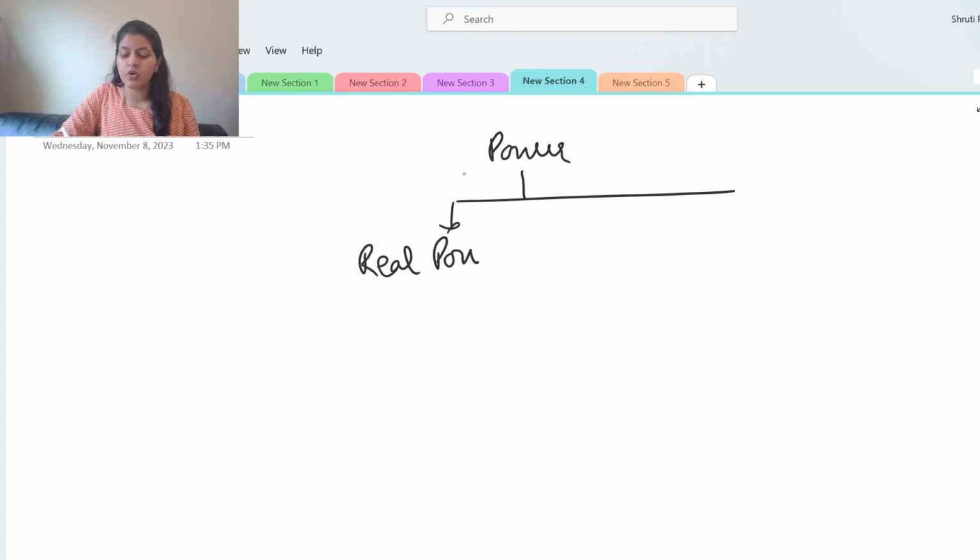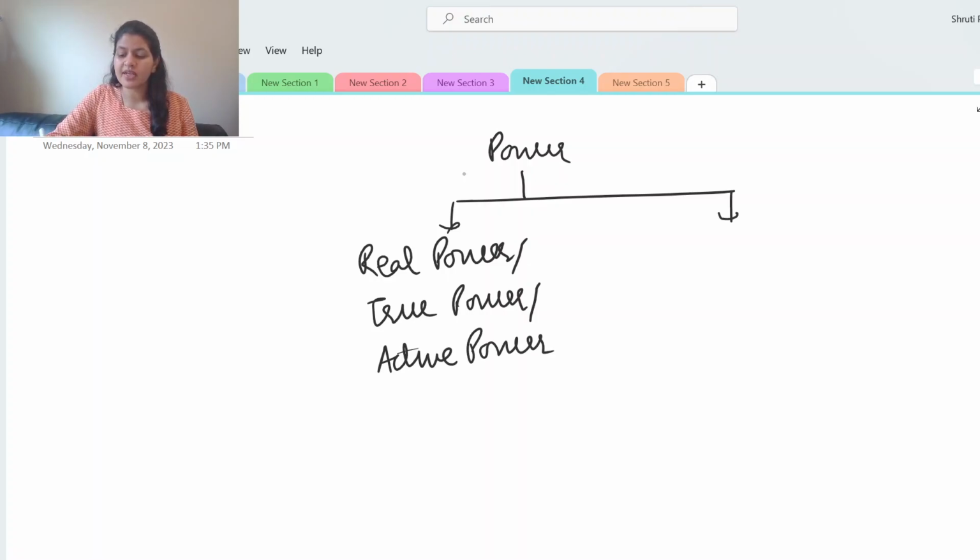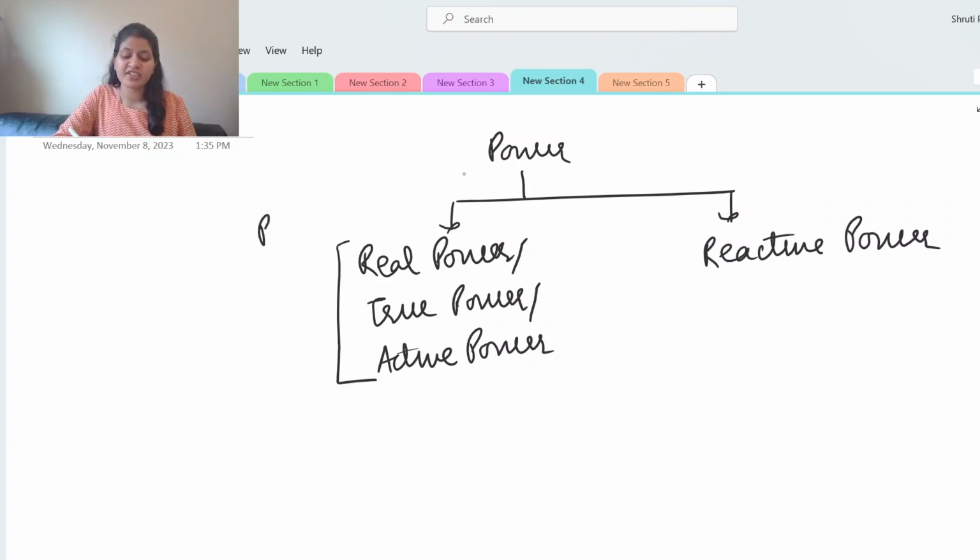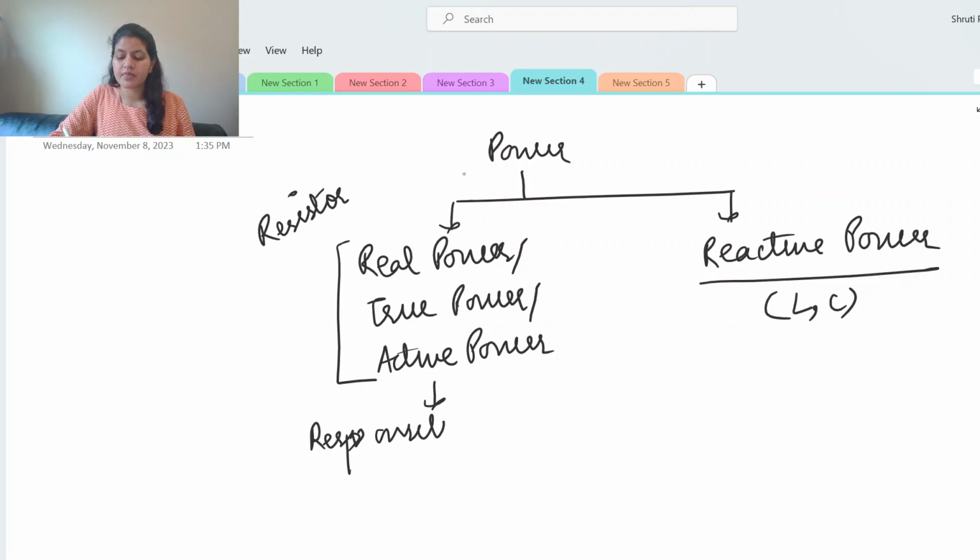real power, which we also call true power, or active power, and the next one is reactive power. The real power, active power, or true power is because of the element which is the resistor, and the reactive power is because of the elements inductor and capacitor. This real power is basically responsible for the work done.